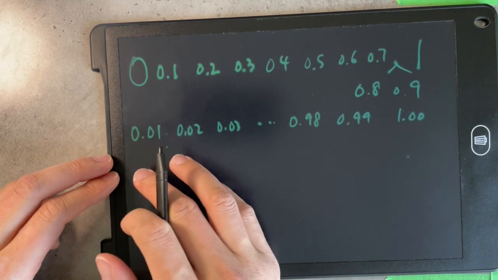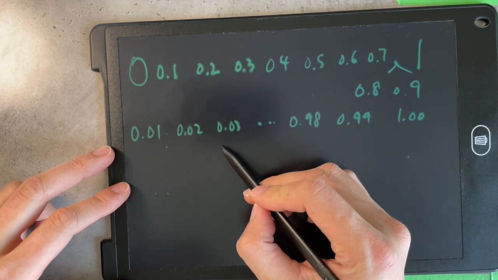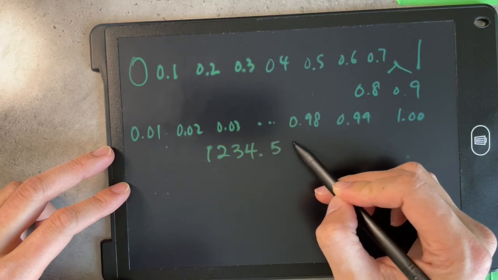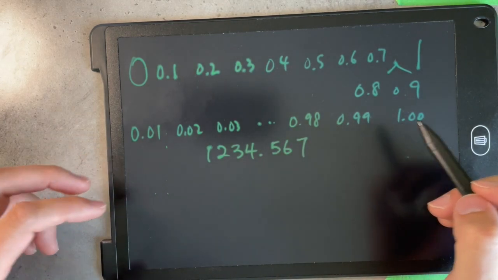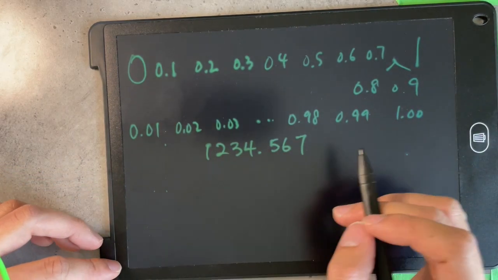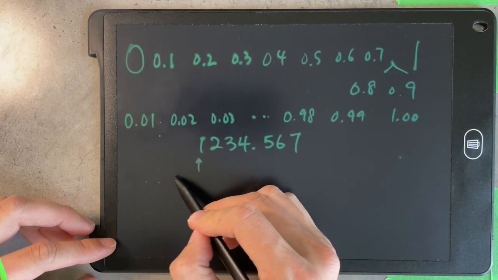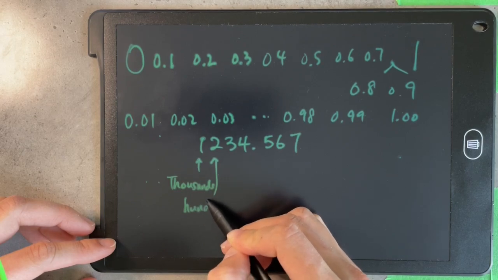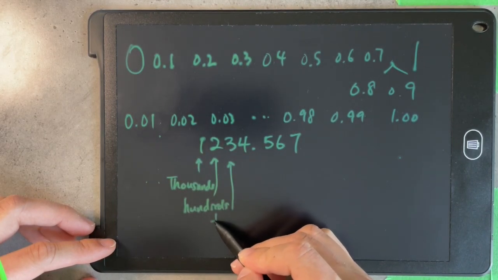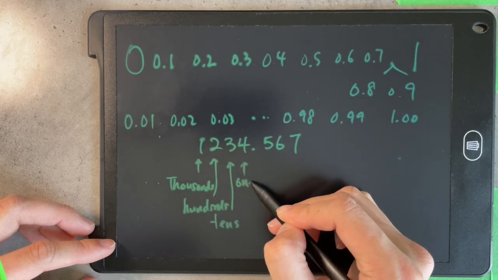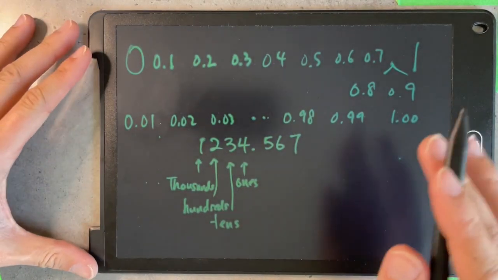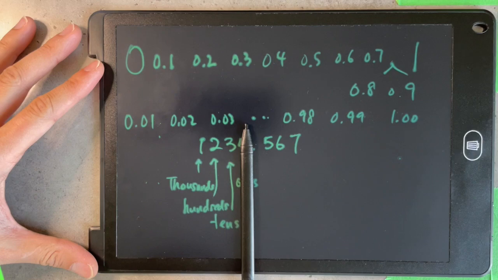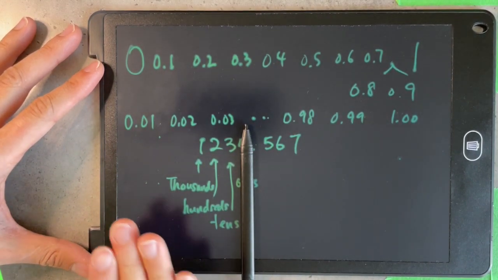Here we're going by hundredths. So if you look at this right here, 1,234.567, we have the thousandths place, we have the hundredths place, we have the tens place, and we have the ones place. Now the ones place is basically like the center line. Everything else is like a mirror.